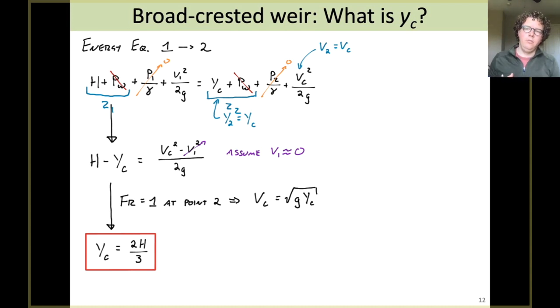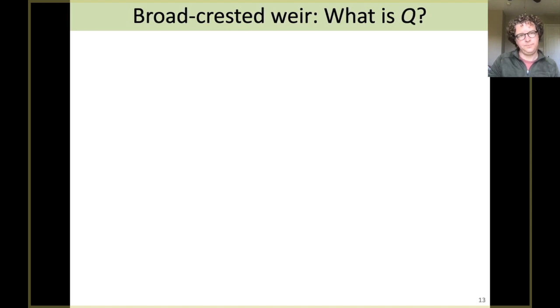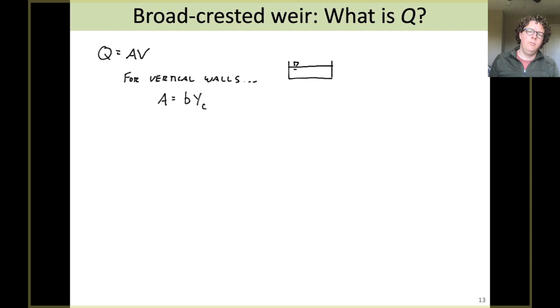Now, this is great. This relates the two depths to one another, but it doesn't yet get us to discharge. So on the next slide, let's get to Q. Now we know Q could be estimated as area multiplied by velocity. And we'll derive this for a rectangular system where we've got vertical walls, so a cross-sectional area of B wide multiplied by YC in depth. Well, it makes our substitution. Discharge is equal to width times depth, B times YC, multiplied by that critical velocity, VC.